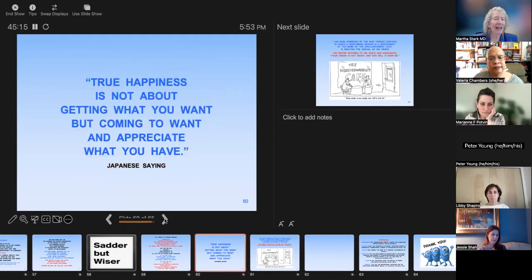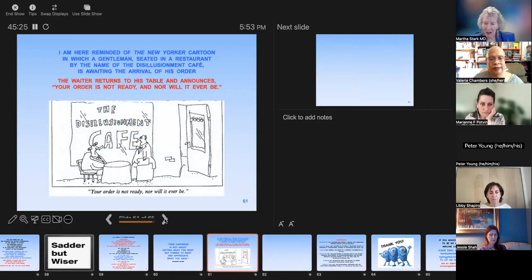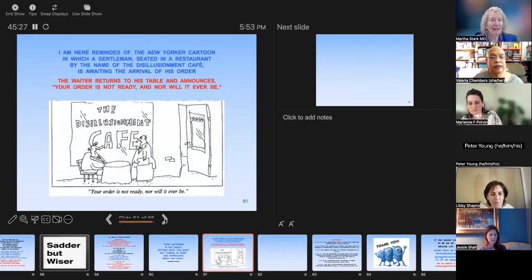A Japanese saying: true happiness is not about getting what you want, but coming to want and appreciate what you have. I'm here reminded, this is the last slide, of the New Yorker cartoon in which a gentleman seated in a restaurant by the name of the Disillusionment Cafe is awaiting the arrival of his order. The waiter returns to his table and announces, your order is not ready and nor will it ever be.